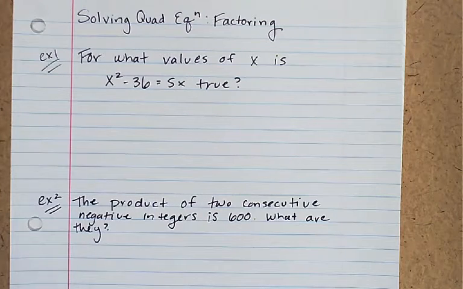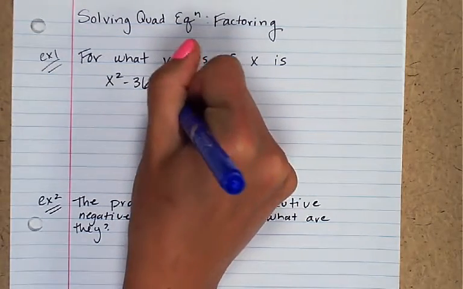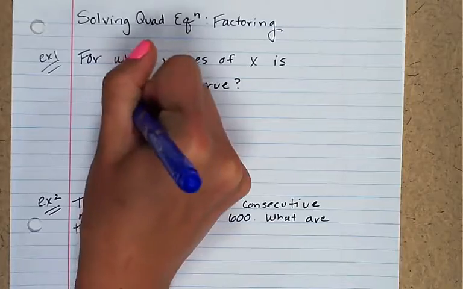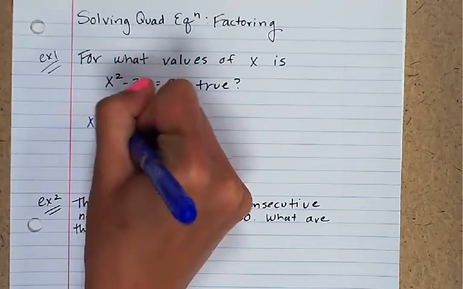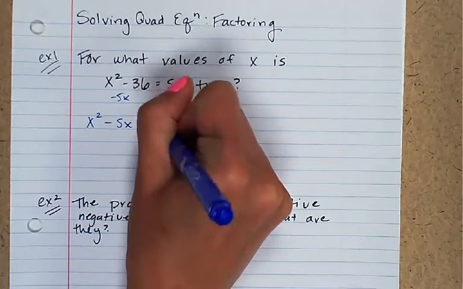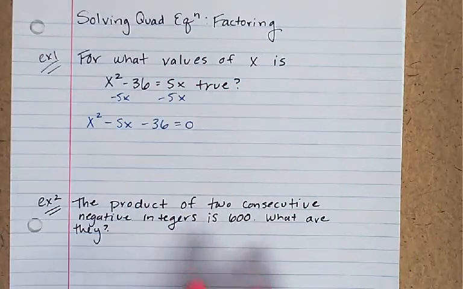So if I go ahead and subtract 5x from both sides, I'm going to write it in standard form, so I'm going to put the x next. We would get x squared minus 5x minus 36 equals 0. And we'll go ahead and solve this equation.